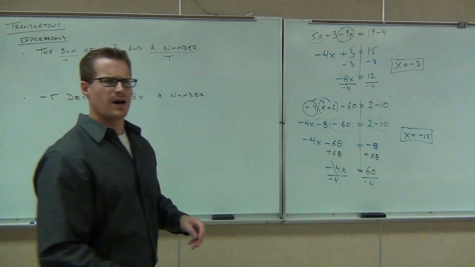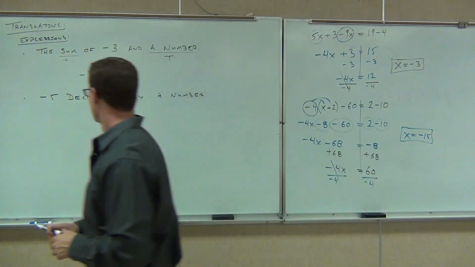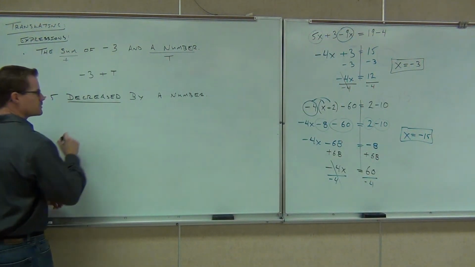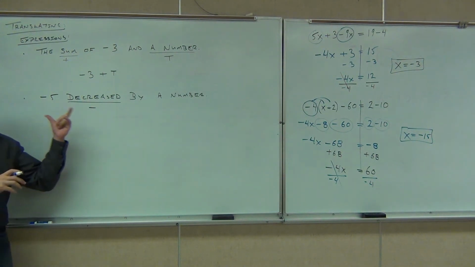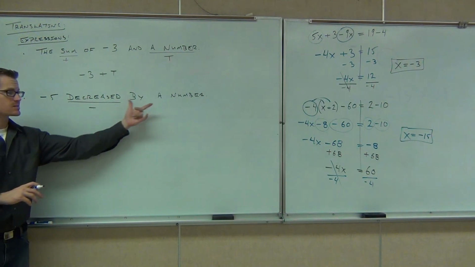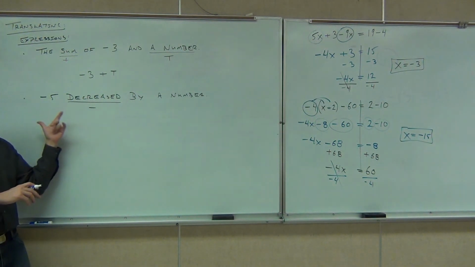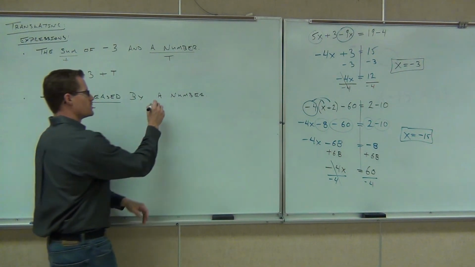Let's try that one. -5 decreased by a number. You tell me what this means in math. Decreased. What's decreased mean? Subtract. Good. Decreased by means you're going to have this, then you're going to subtract whatever comes next. So -5 decreased by a number means you're going to have -5 minus, what's our number? It's a variable. What is that going to be?